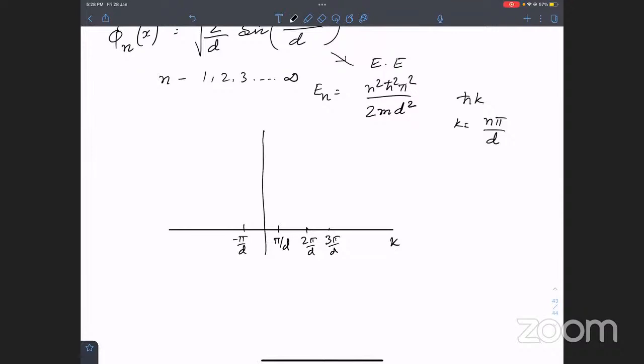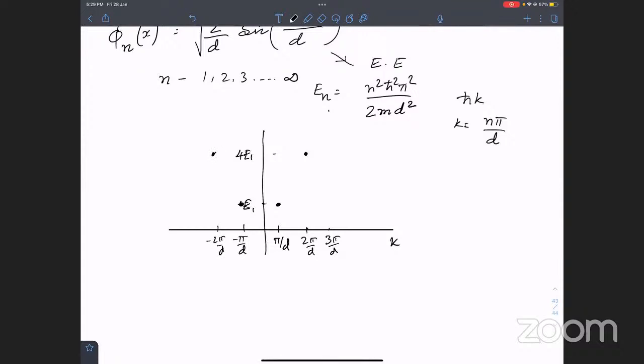And for each value of k, I'll have an energy, which is h bar squared k squared by 2m. So it is n squared, right? So this first E1 will be here, E1. Then for this particular case, it will be 4 times E1. Same for this state also, minus pi by d also. It's a similar thing. Okay, so it is like this.